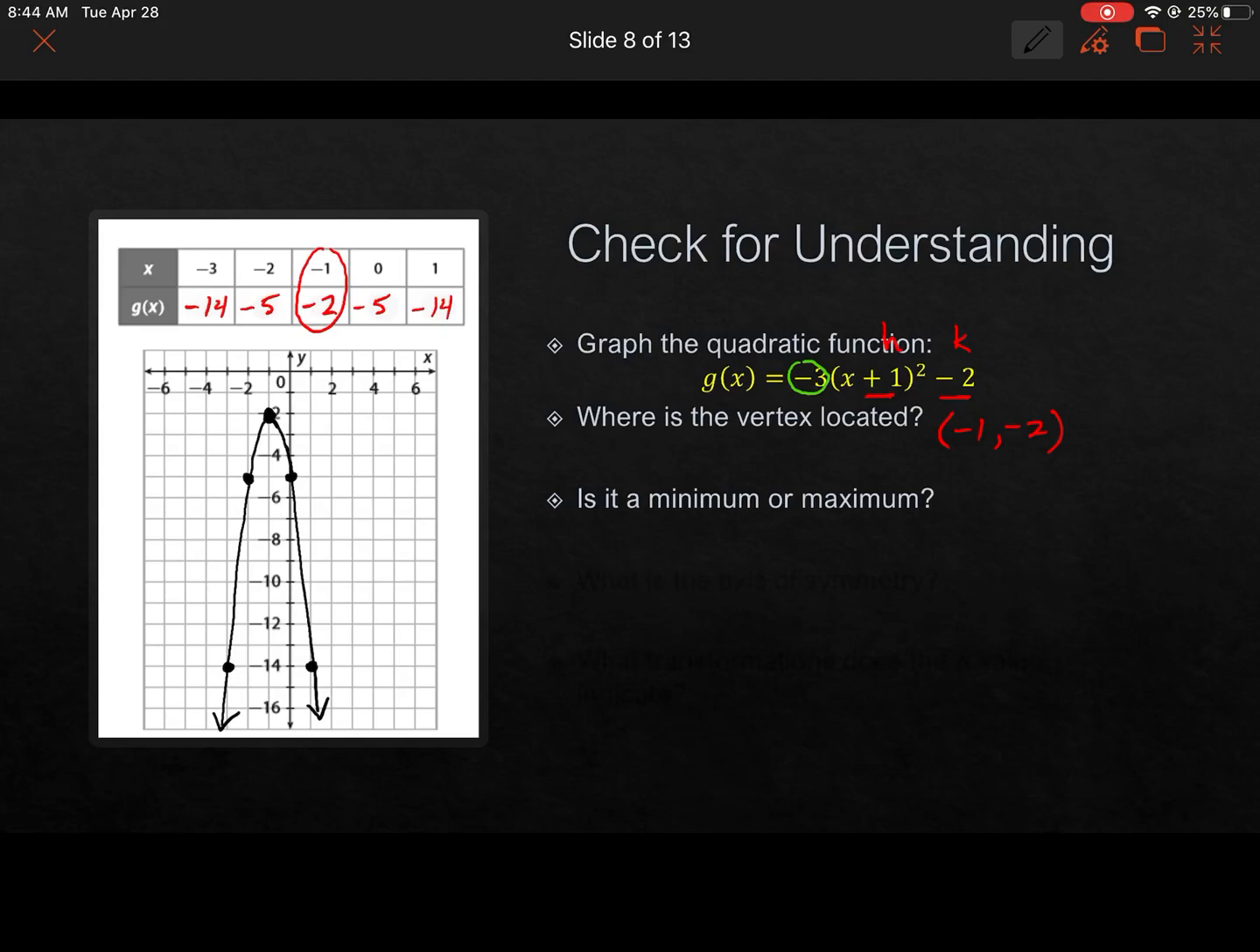All right, so at this point you should be able to determine a couple of different things just from the function itself, without having to make a table or a graph. So is it a minimum or maximum? Well, it's at the top of the graph now, so this is actually a maximum. What's the axis of symmetry? All I care about is the x value of the vertex. The x value is -1, so the axis of symmetry is x equals -1.